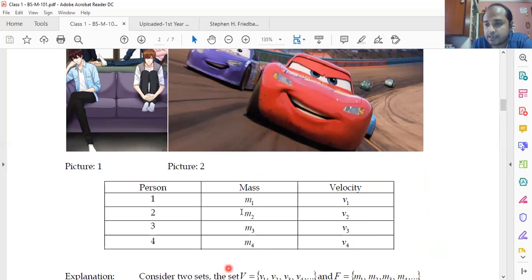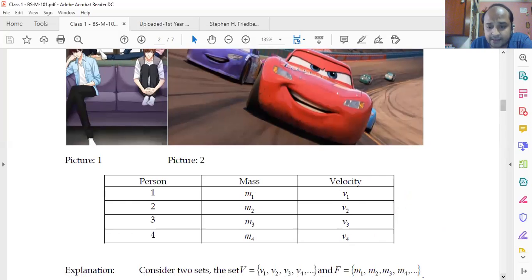But you know that masses are scalar quantities and velocities are vector quantities. Masses have no directions, but velocities have directions. So these two sets are actually different sets. The set of masses is a set of scalars, and the set of velocities is a set of vectors. But they correspond to the same set of persons.